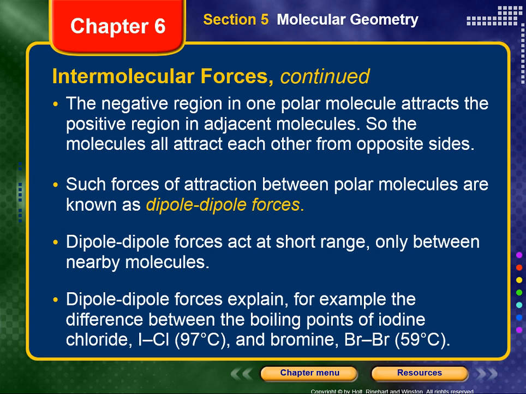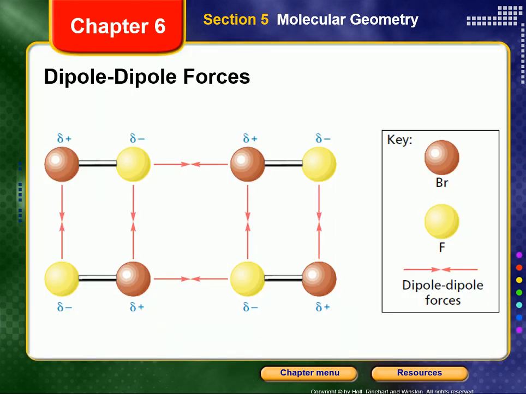The effect of dipole-dipole forces is reflected, for example, by the significant difference between the boiling points of bromine fluoride, the Br-F bond, and fluorine, the F-F bond. The boiling point of polar bromine fluoride is negative 20 degrees Celsius, whereas the nonpolar fluorine boils at negative 188 degrees Celsius. The dipole-dipole forces responsible for the relatively high boiling point of BrF are illustrated schematically in Figure 6-25 on page 191 of your text, or on the screen now.